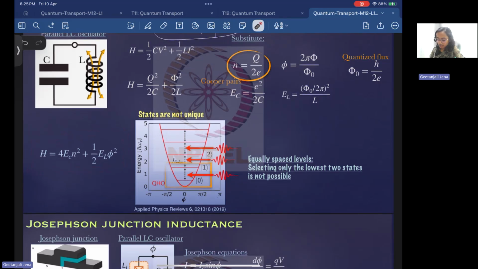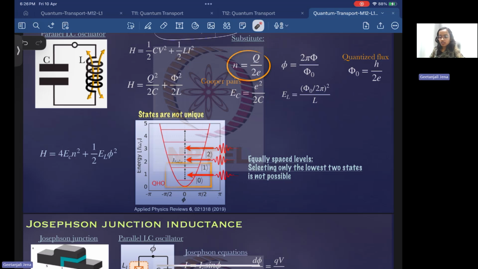If you do it, we will get a Hamiltonian of this form. And we can easily see that this is parabolic in both n as well as the flux phi. So if you look at the energy diagram, we can see that this is a parabolic confinement in terms of phi. And we can write the states: 0 state, 1 state, and 2 state.